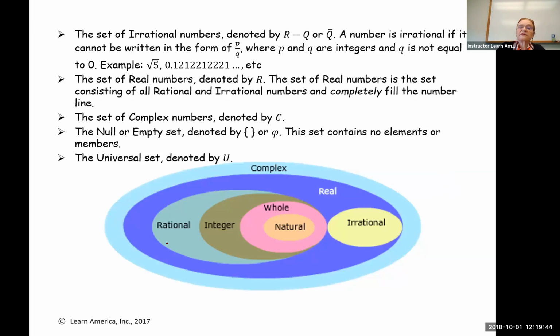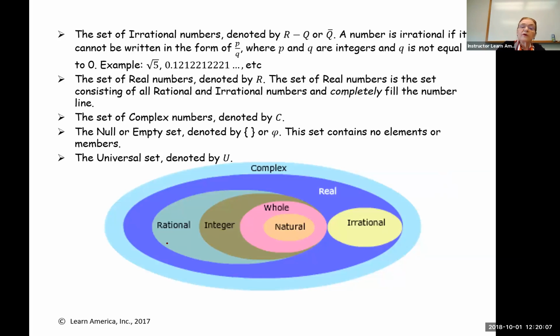Together, the irrational numbers and the rational numbers make up the set we call real numbers. Real numbers consist of all rational and irrational numbers. And if you want to graph them, you can graph them on a line, and they completely fill the number line. Nothing else can get in there. No other numbers of any other kind can fit on the number line. The real numbers completely fill it.